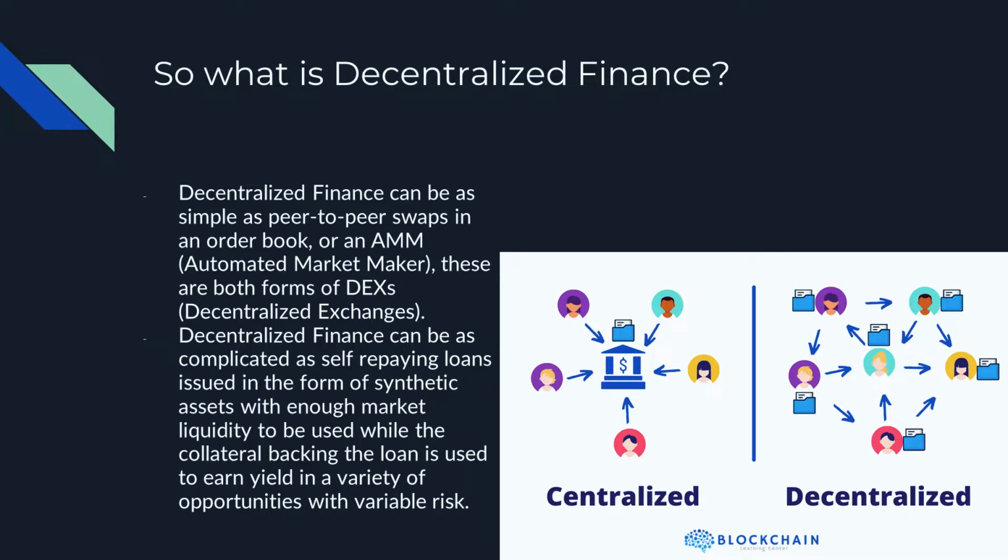So, like I said before, it can be really simple. When we talk about decentralized finance, it could just be an order book or an automated market maker, AMM. And both of these are forms of decentralized exchanges. These allow for people to trade one token for another token, and you can do so just with other users. There's no third-party intermediary that is allowing for that exchange to happen. It's just the blockchain and code.